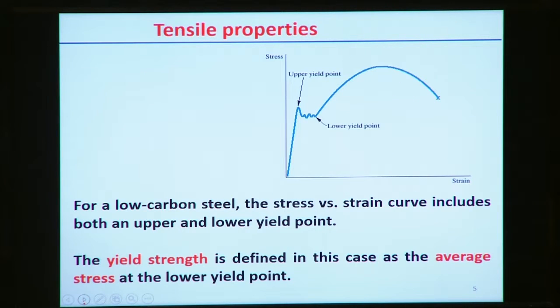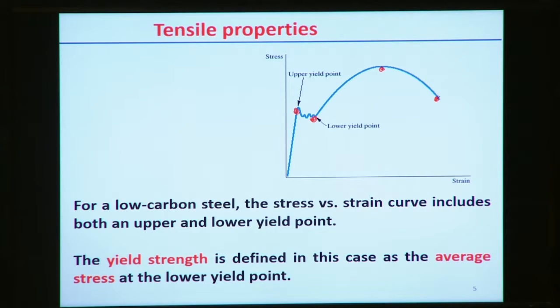If we look into the most common material, low carbon steel, we can find the typical stress strain curve, where we can see that there are two yield points. One is the upper yield point and another is the lower yield point. And this point corresponds to the ultimate tensile strength, and here is the fracture point. These are the typical points we generally observe in the stress strain diagram.